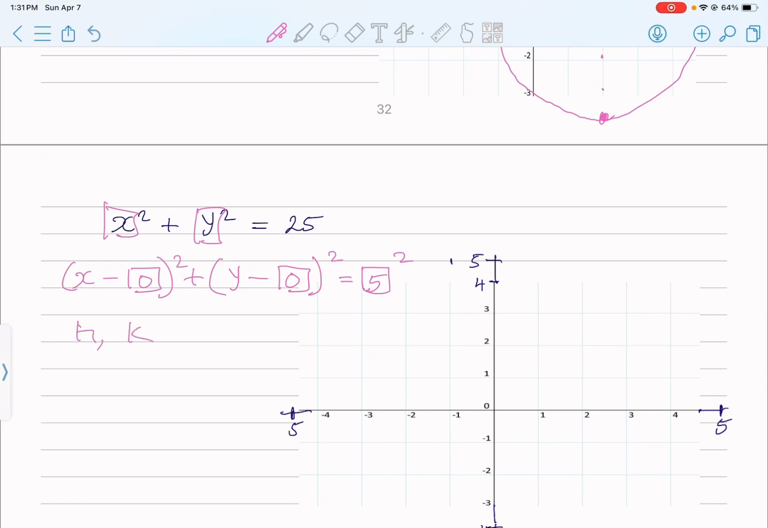So your h and your k are what? 0, 0, because that's what goes in the box. This is your h, this is your k, right? And your radius is what? 5.